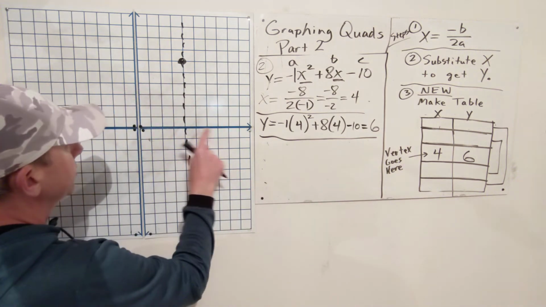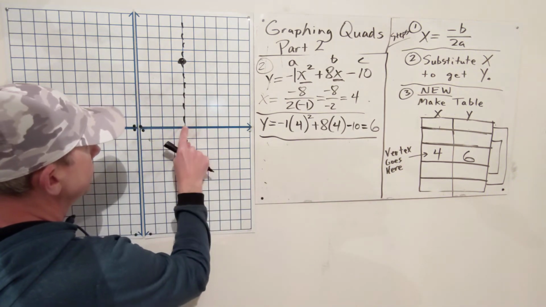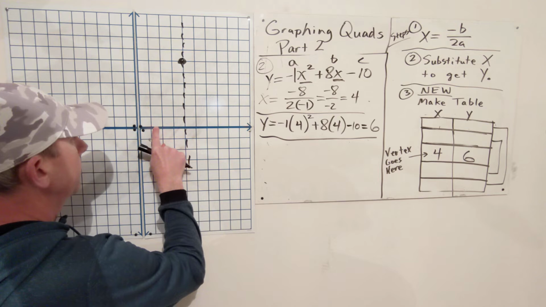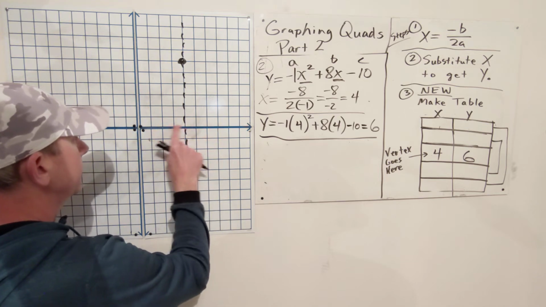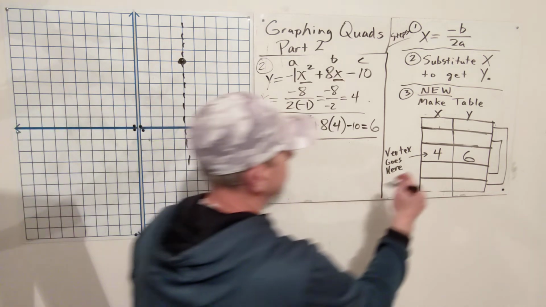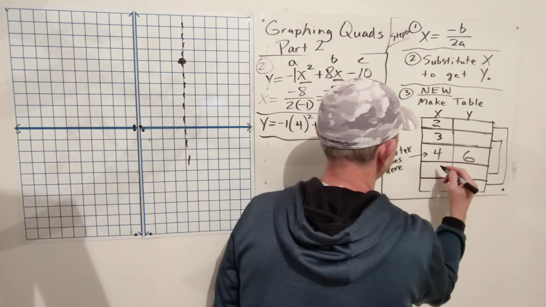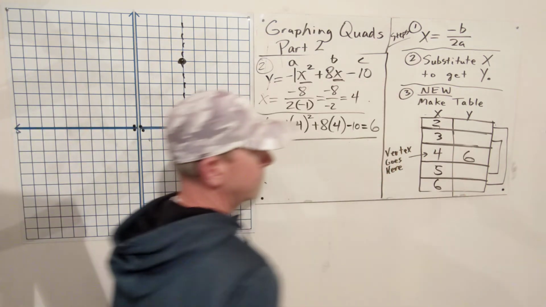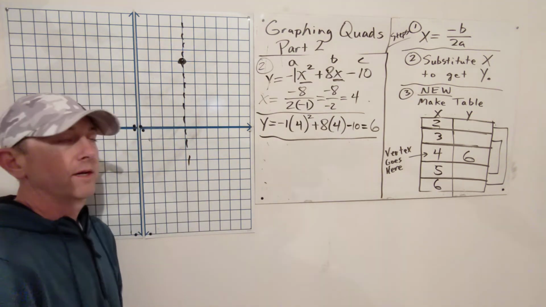Now the points we want to check are around the vertex. If this is the 4, we're checking 5 points. So we'll go 2 spaces this way and 2 there. So it goes 2, 3, 4, 5, and 6. Figuring that out can be tough as well.